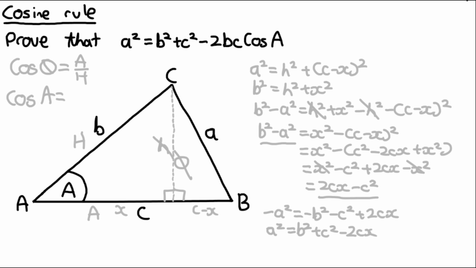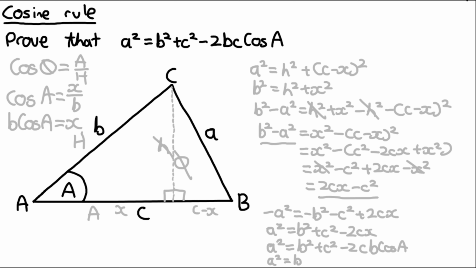It's going to be cosine theta is equal to A over H, so cosine of A is equal to x over b, and therefore we can times everything by b to get b cosine A is equal to x. Then we can sub this in here to get a squared is equal to b squared plus c squared minus 2cb cosine A, and another way to write this is a squared is equal to b squared plus c squared minus 2bc cosine A. And that's the answer. That's how you do it.